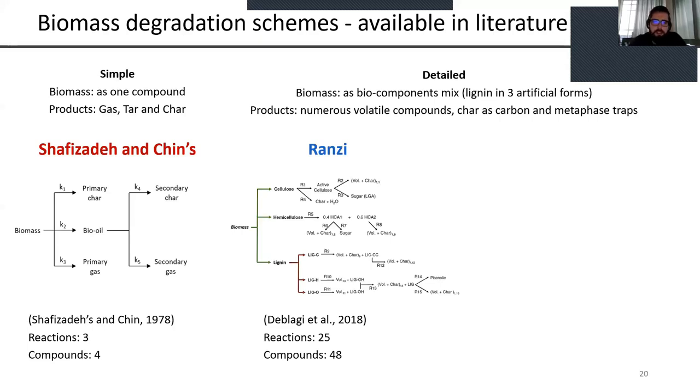The first detailed scheme was invented by Professor Ranzi in 2011. The most recent adjustment of its model, done by Blondeau in 2008, covers 25 reactions and 48 compounds. Of course, with the heat of the reaction and all the kinetic parameters related to that. But this model was developed for application in fast pyrolysis.